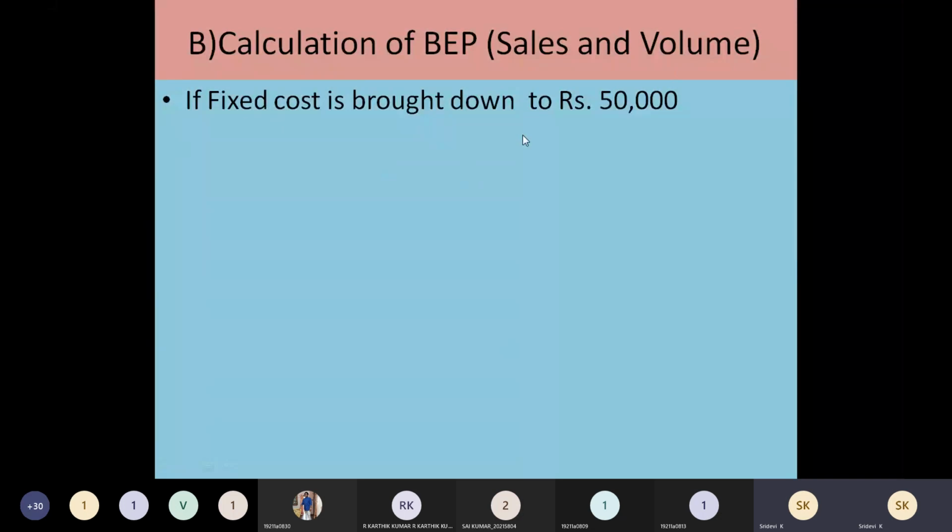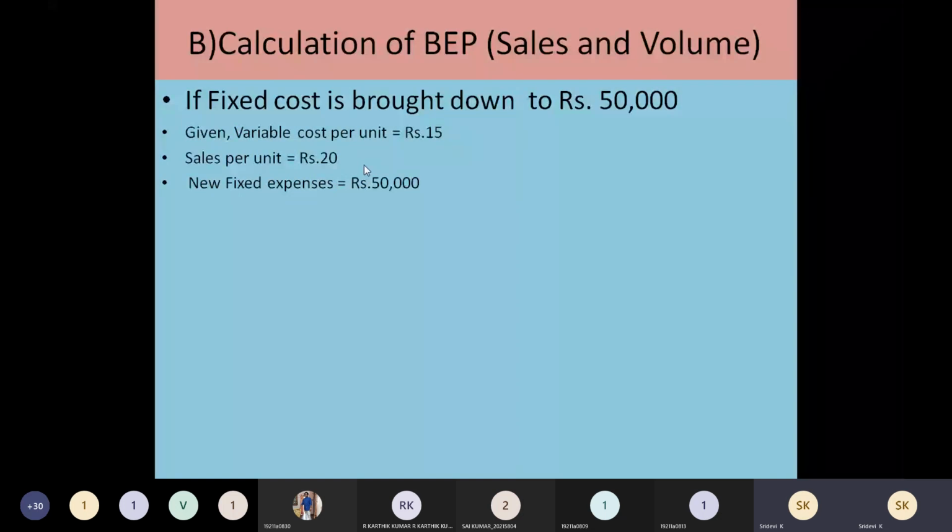Okay, so what you are going to do here is show the given information and what the new condition is. According to the problem, variable cost per unit is 15 rupees and selling price per unit is 20 rupees, right? And fixed cost was given previously as 54,000, but you replace that 54,000 with the new fixed cost given in this question. Because this is decreased to 50,000, you take this 50,000 as the new fixed expenses. Is that clear?